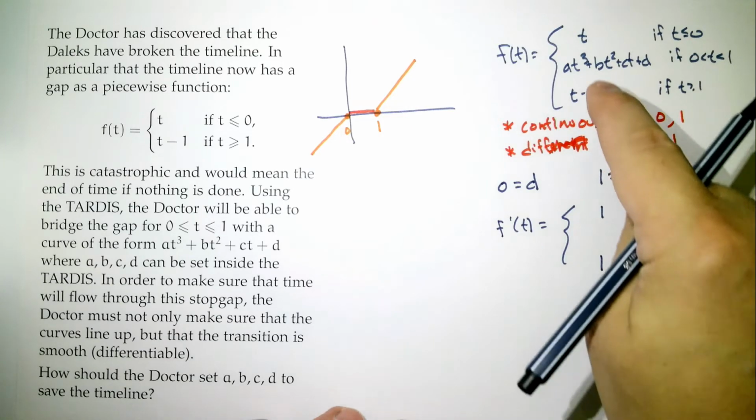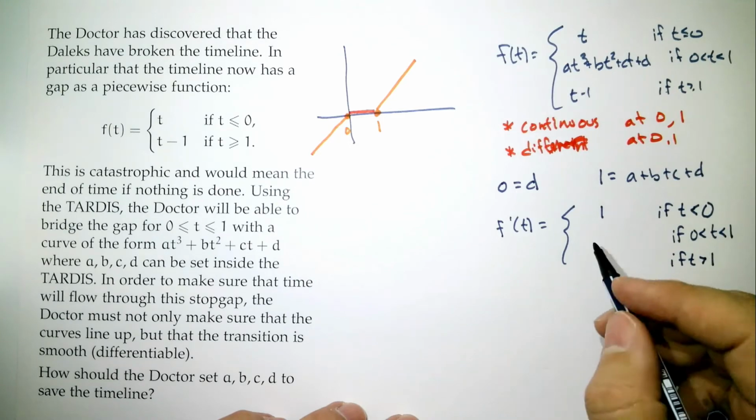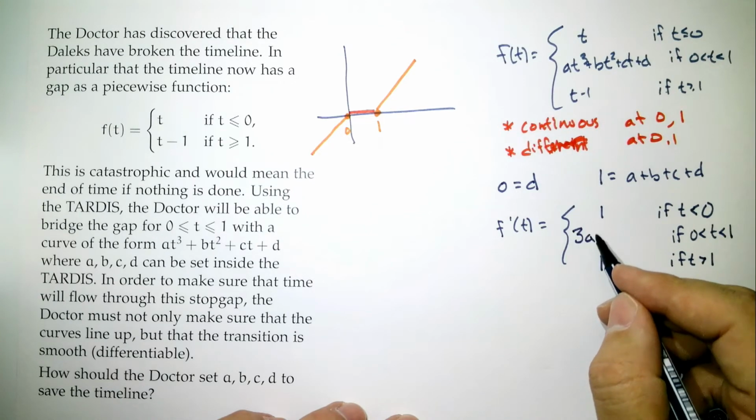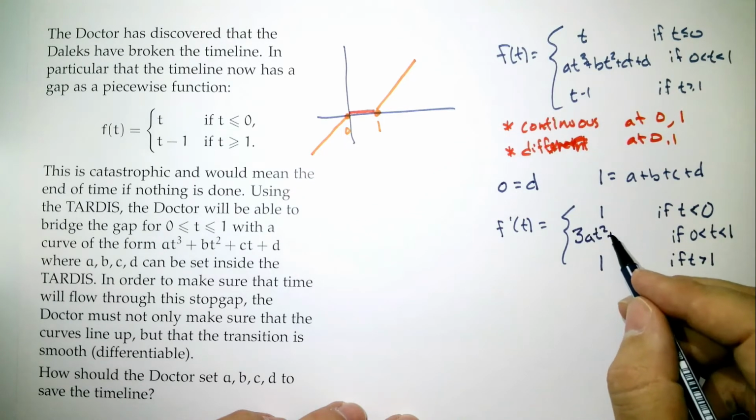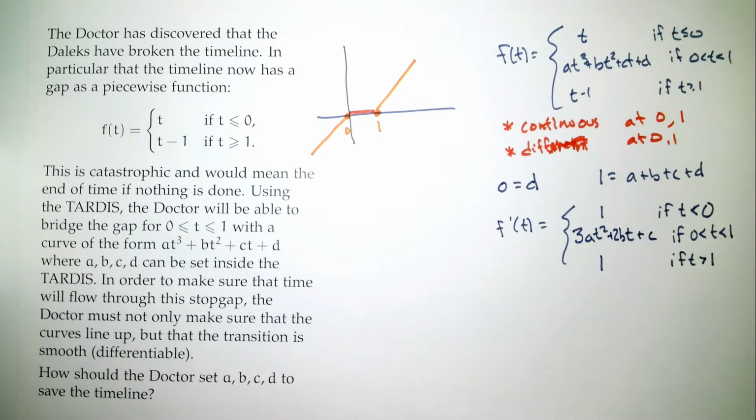What is the derivative of at cubed plus bt squared plus c times t plus d? 3at squared plus 2bt plus c. And if you're wondering about that, we'll go into more detail in today's lecture about how you do this.